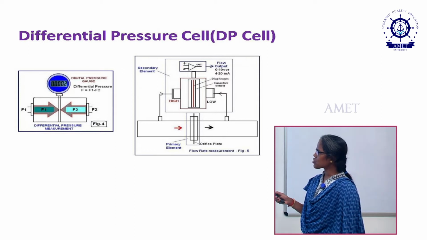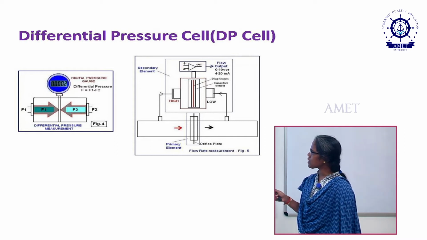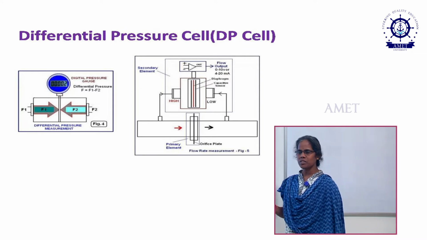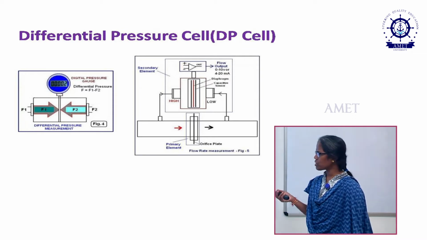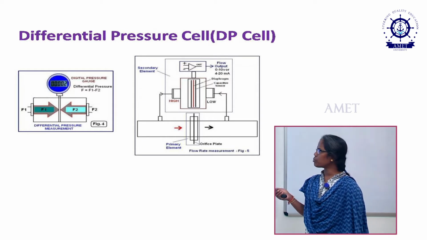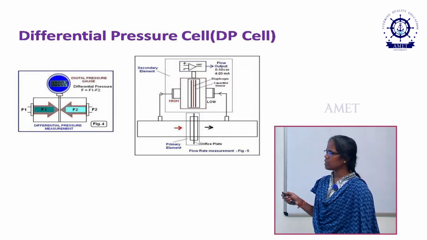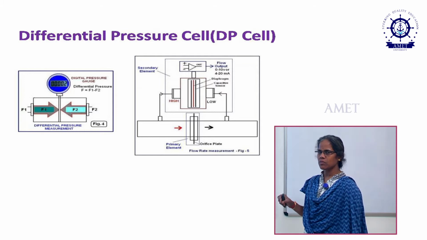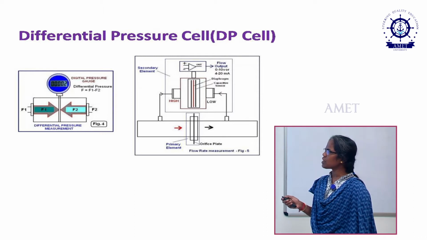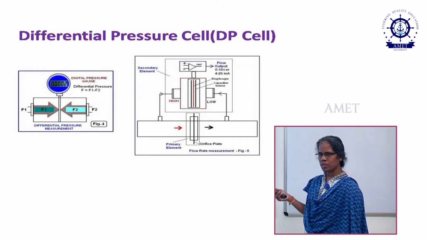Here is another construction of the DP cell. There is a primary element and a secondary element. The primary element is for flow rate measurement, that is, how fast the flow is. The secondary element consists of electrical parts. Here the capacitive effect is C equals epsilon naught A divided by D, where A is the area and D is the distance between the two plates, which may change depending upon the diaphragm variations. We vary the pressures, that is, how much pressure is coming inside the vessel.